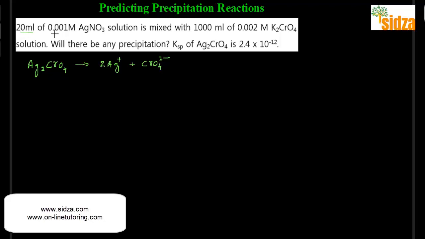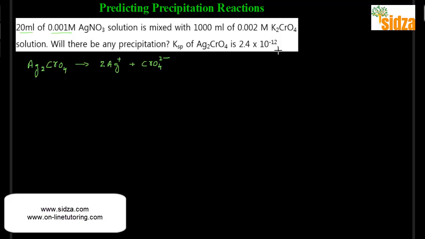20 ml of the 0.001 molar silver nitrate solution is mixed with 1000 ml of the 0.002 molar potassium chromate. So will there be any kind of precipitation? And the solubility product of the silver chromate is this one.